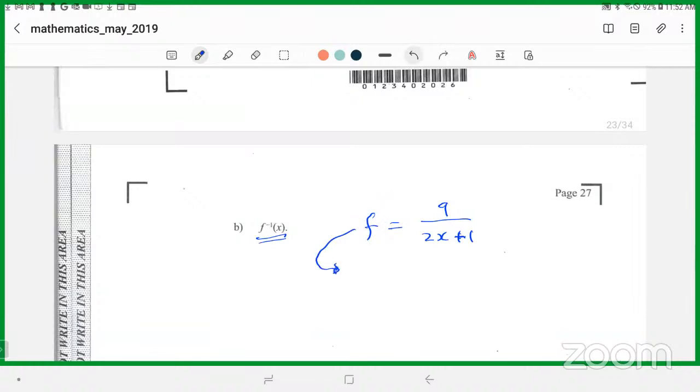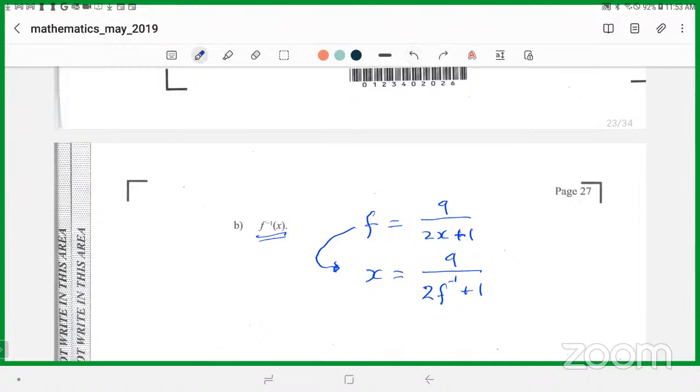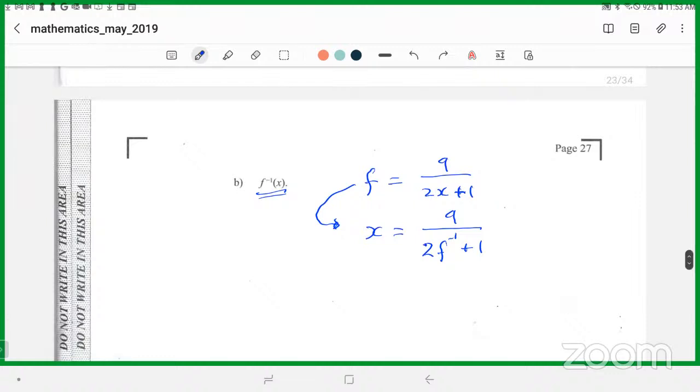This range of the function becomes the domain of the inverse, equals 9 over. This domain of the function becomes the range of the inverse. The range of the inverse is written f to the minus 1 plus 1. We're now trying to make this the subject. I'm going to do it a quick way. I'm going to multiply all of this up here and take the x and divide it under there. Cross multiply, cross divide. All right, and I'm going to get 2f to the minus 1 plus 1 equals 9 over x.